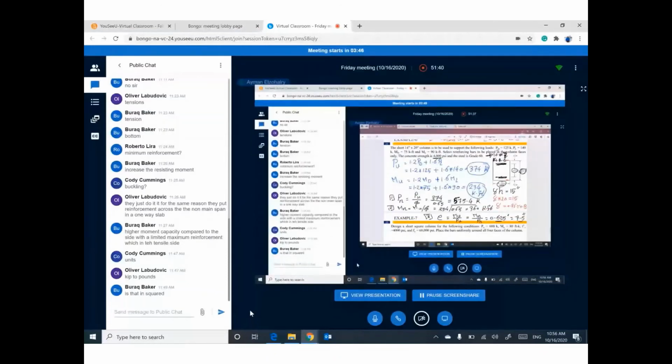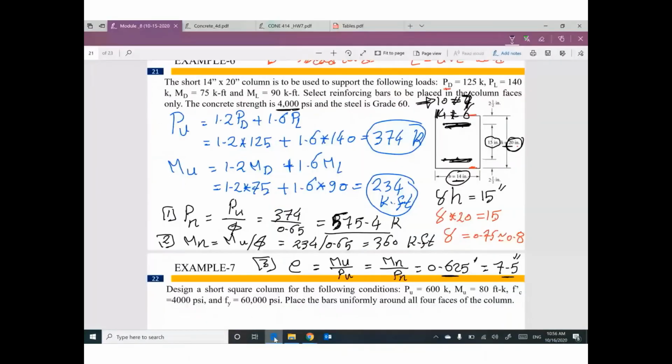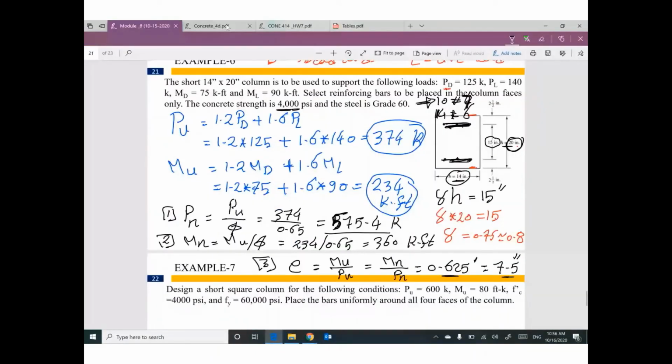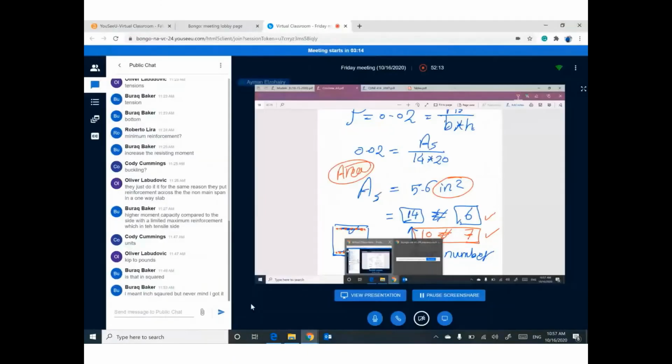Is that in squared? What do you mean by in squared? This column is not squared. It's 14 times 20. Yeah, the area is still in inch square, because it's area. Okay, let's do one more example.